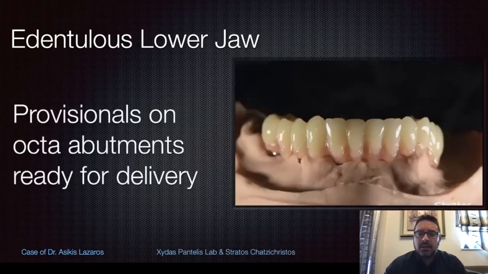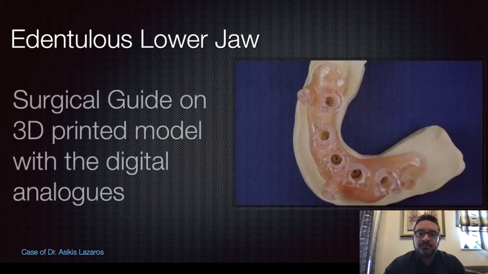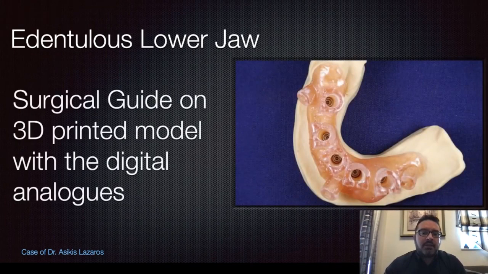Indeed, this is the outcome of Stratos Hadjihristos lab. This is the provisional. We also used a little pink PMMA to cover the Octa abutments or the holes that will appear in the mouth after the provisional restoration. Again, the guide tested that everything is okay before the surgery.